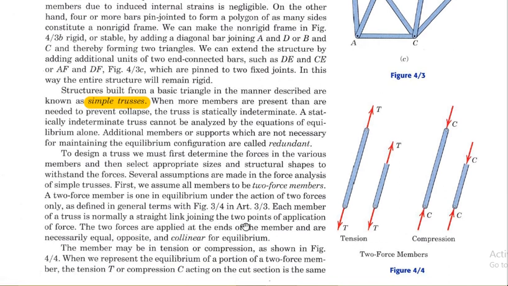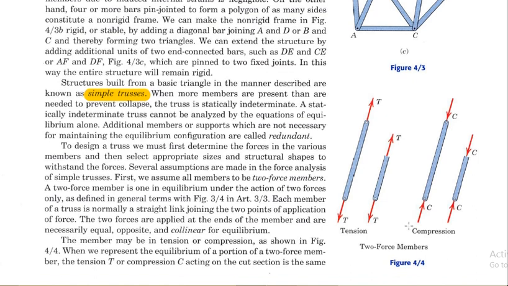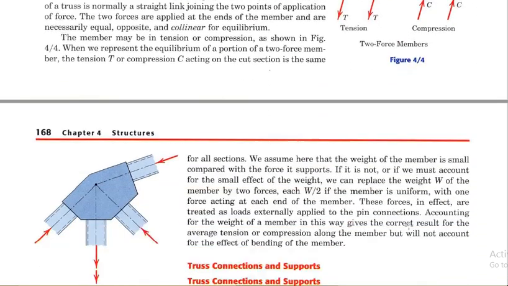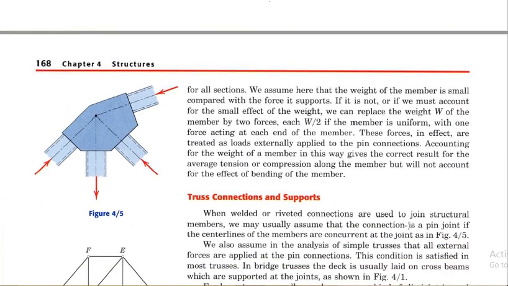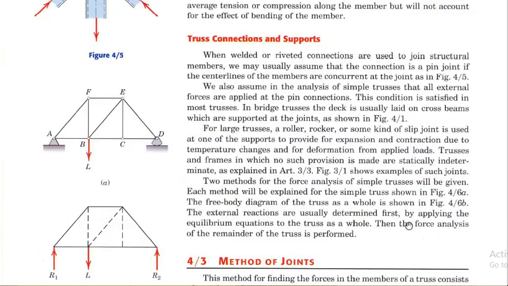When two forces are applied at the ends of a member, they are necessarily equal, opposite and collinear for the equilibrium condition. Basically, in all these types of structures we are following the parameters of equilibrium. Equilibrium means the summation of forces is equal to 0 and the summation of moments is also equal to 0. Some of the members will be in tension or in compression. So basically this is the complete theory you have to study.